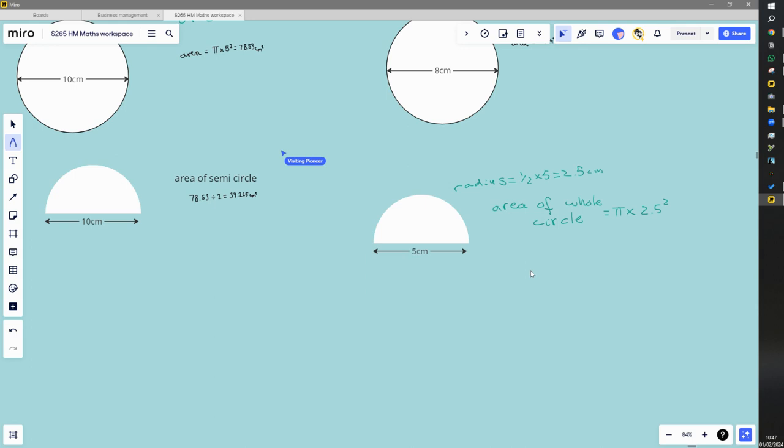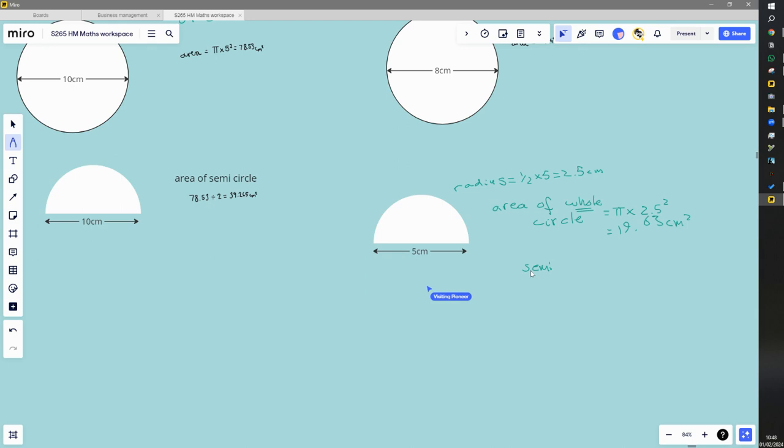So then we just tap it into our calculator. 2.5 squared times pi. And that gives me 19.63. Let's just leave it at that, centimeters squared. That's the area of the whole circle. We want the semicircle. So what do we do? We divide that by 2.